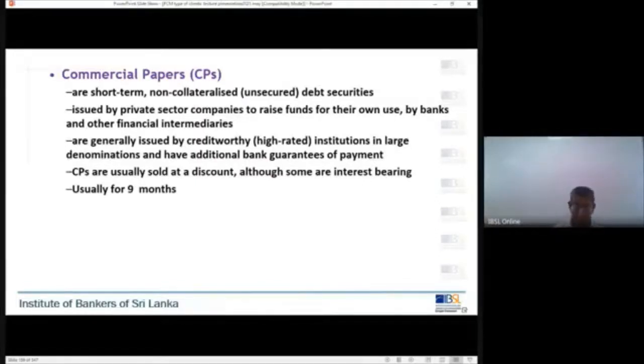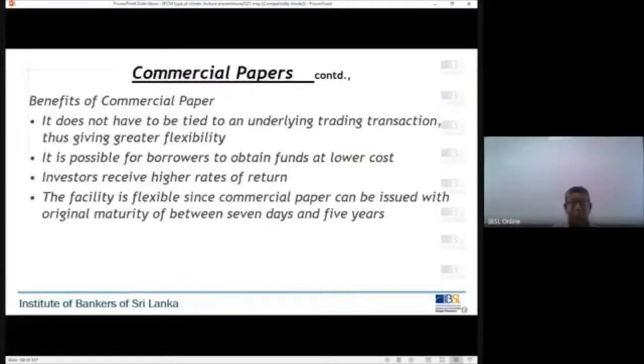Or annual, semi-annual, or maybe at maturity, right? So both ways the commercial papers can be issued. Usually the time period for commercial papers, most of them are issued for 9 months. So I think now you have an idea about what commercial paper is. Okay, clear? You may come across these products in other institutions, other subjects as well. So what are the advantages of commercial paper?